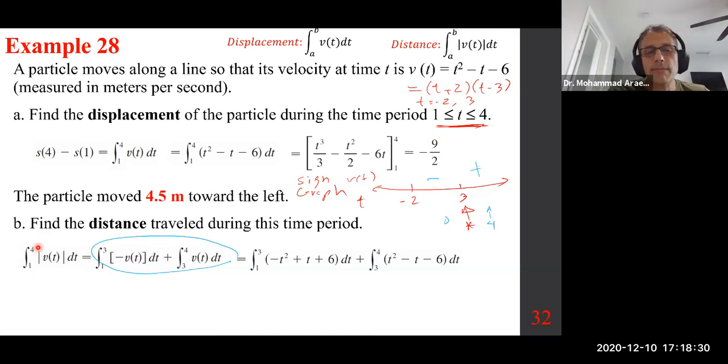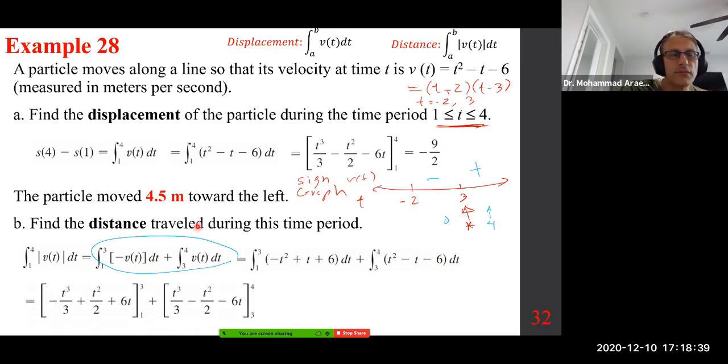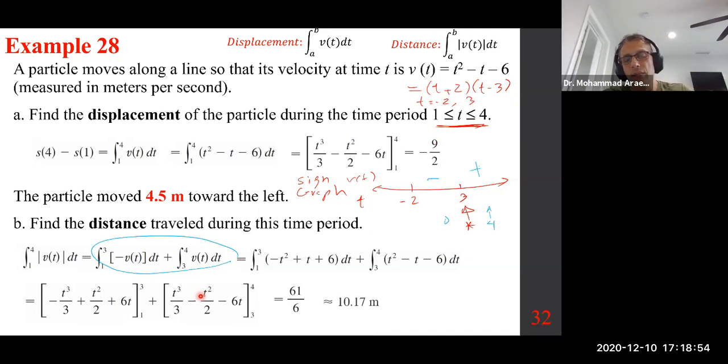So this one is the opposite of this, and this one is identical to that. Just evaluate them. The opposite of that from 1 to 3, the same thing from 3 to 4. Do the math. This requires basic math, takes a little bit of time, no questions about that. And then you add them up, and you get 61 over 6, which is a precise answer, and about 10.17. And as always, whenever you do math word problems, you want to write them with units if units are given.